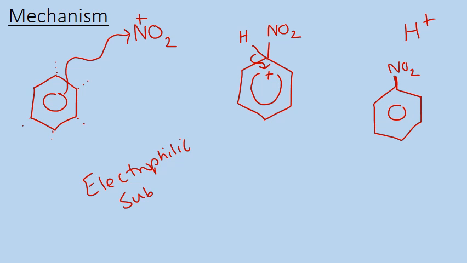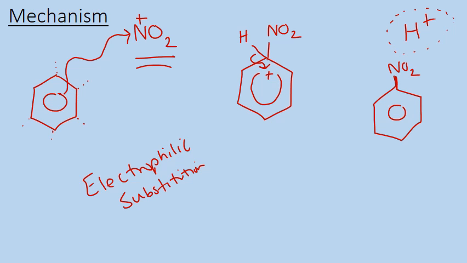We saw the general mechanism at the start, and it's the same mechanism there. Our electrophile comes from the nitrating mixture of nitric acid and sulfuric acid, and we know that this H+ will regenerate our sulfuric acid catalyst.